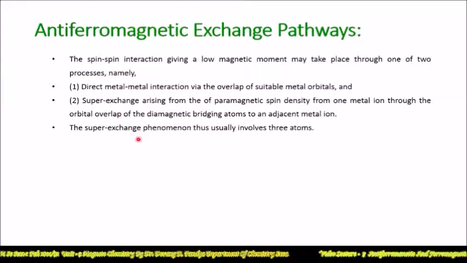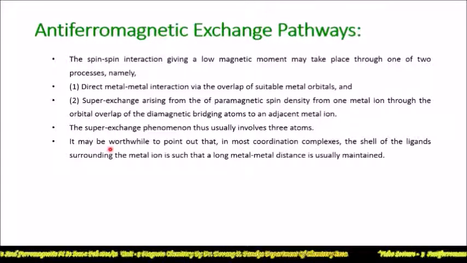The superexchange phenomenon thus usually involves three atoms, while direct metal-metal interaction is between two metals. There is no intermediate element, while in superexchange there should be a third bridging atom. So a bridging atom is required for the superexchange phenomenon. That is its speciality or limitation, you may say.